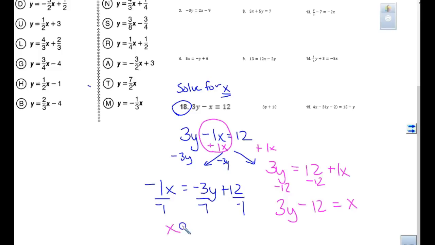Because that's what I get here also. Negative divided by negative is 3y, and 12 divided by negative 1 is minus 12. This is the same answer, right? It's just a different way of writing it. And my hint is, if you have a negative in front of the x or y, just add it to the other side. It makes it just a little easier for you.